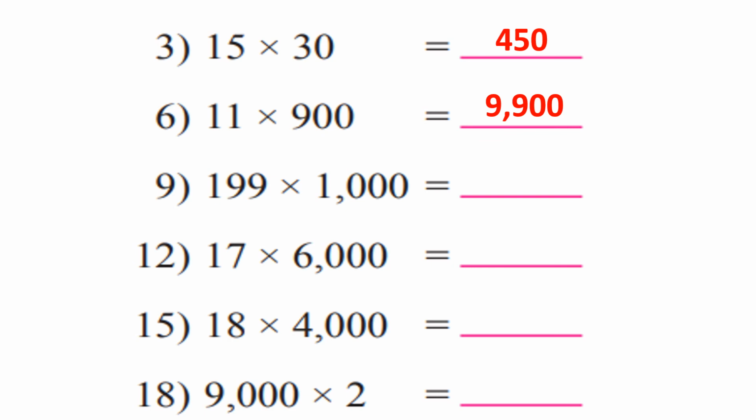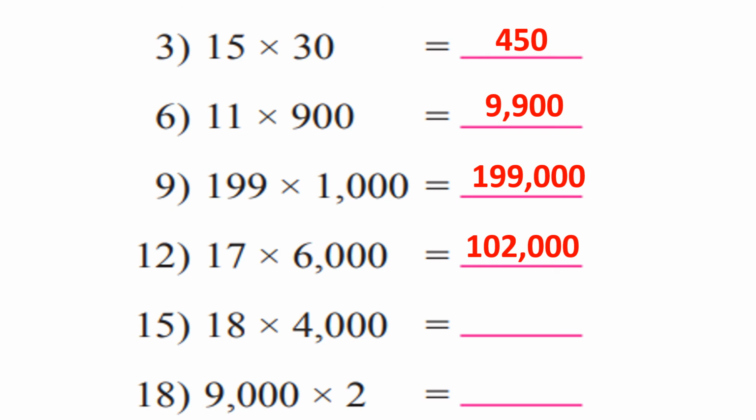Number 9, 199 times 1,000. 1,000 has 3 zeros. Then you multiply 199 times 1, you have 199,000. Number 12, 17 times 6,000. 6,000 has 3 zeros, you write here first. Then 6 times 17 is 102. And then you have 3 zeros, 102,000.